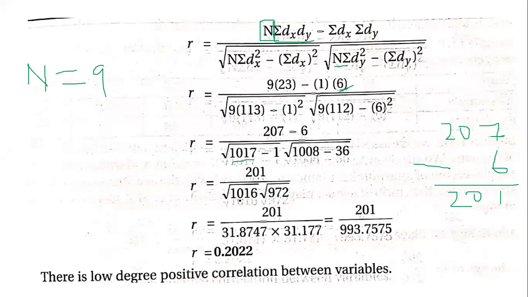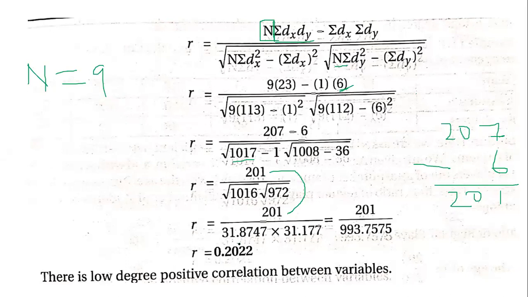Next, many students make the mistake of directly multiplying the values with the square roots. Don't do that. You have to take 201 directly and first find the square root of the denominator terms. The square root of 1016 will be 31.8747, and the square root of 972 is 31.177. So these will be the square root values.